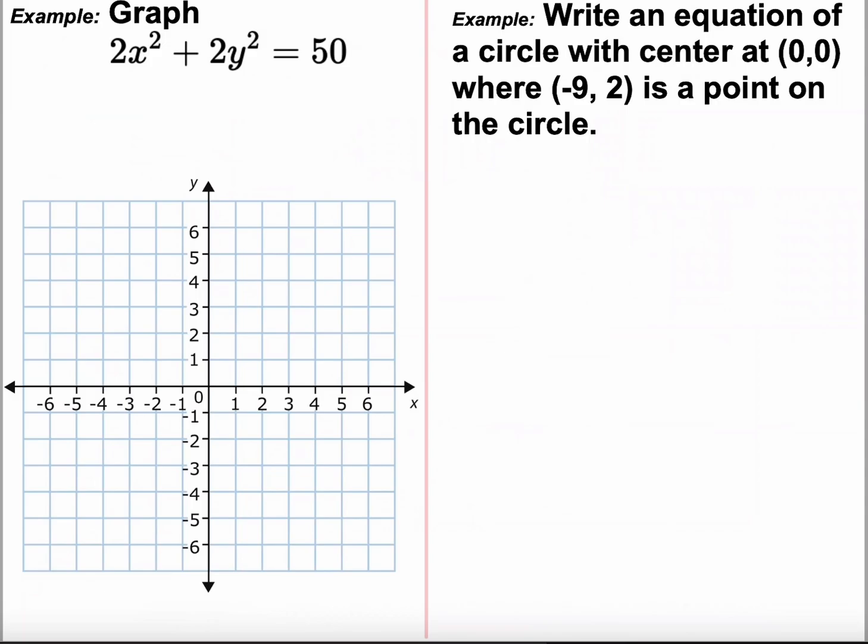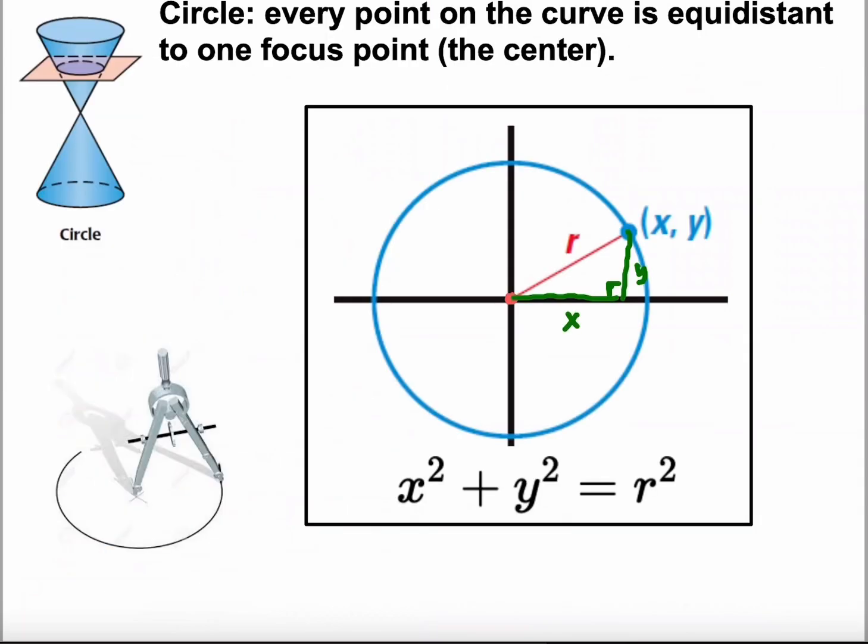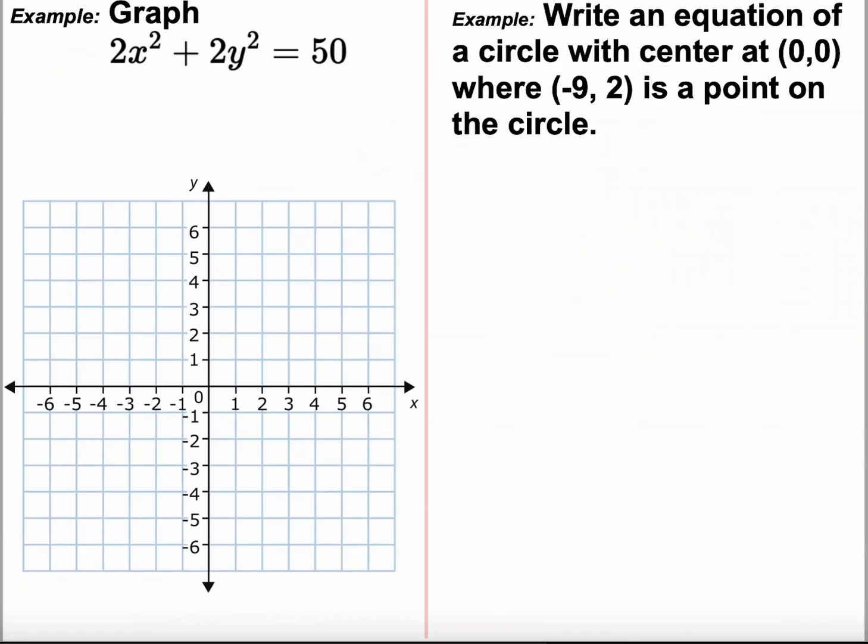But those 2's on the front don't really look like my x squared plus y squared equals r squared, right? So those 2's need to go. What if I divided those away? Then I'd have x squared plus y squared equals 25. Doesn't that look more like x squared plus y squared equals r squared? Yes. So there's my r squared.